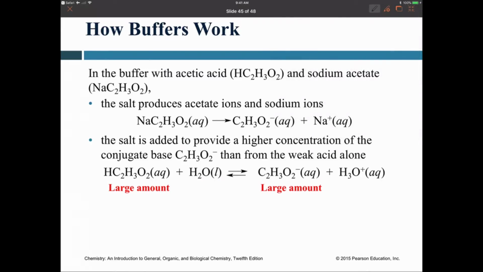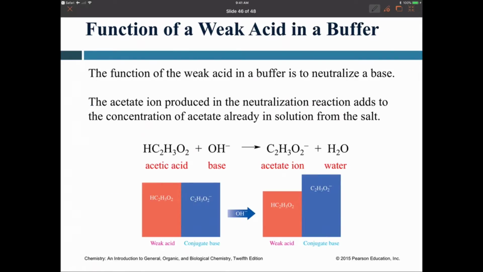So now what if I add some of this? The equilibrium will shift that way, correct? Are you with me? So in a buffered system, Le Chatelier's principle is still working. Add a little bit to the left, equilibrium shifts to the right. Add a little to the right, equilibrium shifts to the left. Okay? That's what's happening in a buffered system.